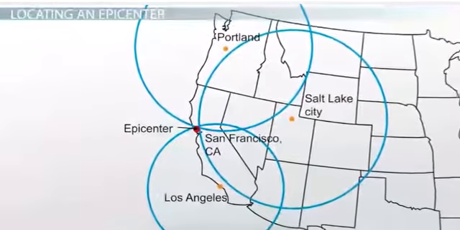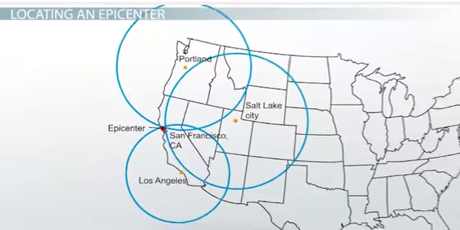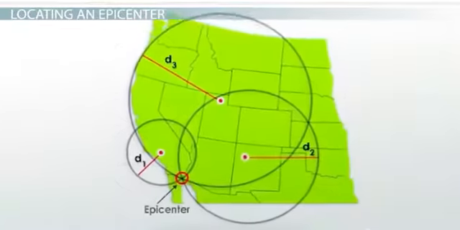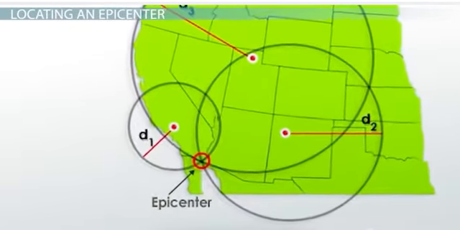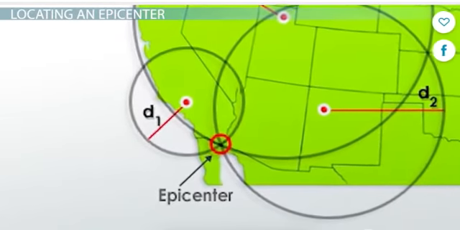Then, by drawing a circle around the seismograph on a map that represents the distance, you can narrow down the location. Three circles from three seismographs will overlap at the location of the epicenter.